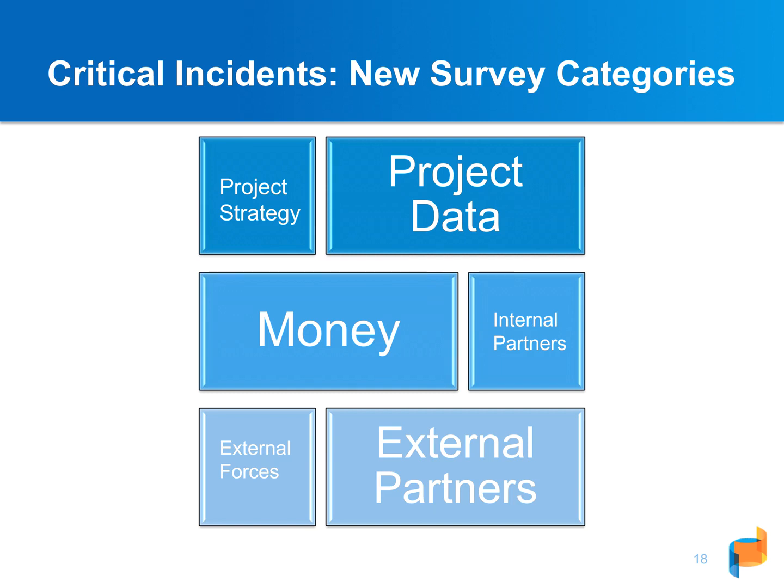And I might add, it takes only about 3 to 5 minutes to complete the survey. Note particularly that there is no limit on the number of times the survey can be completed per project. Watch your inbox. This new survey is now available in the NCDR, and we'll be sending you information about how to easily access it. Again, note the 6 key categories: project strategy, project data, money and resources, internal partners, external forces, as well as external partners.